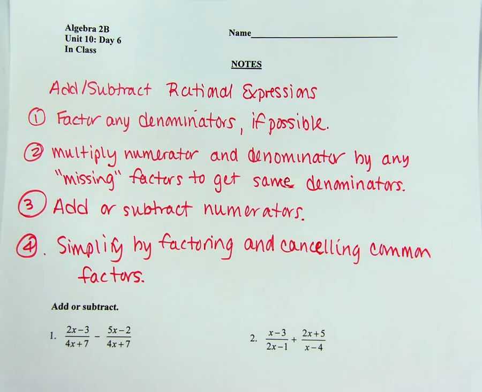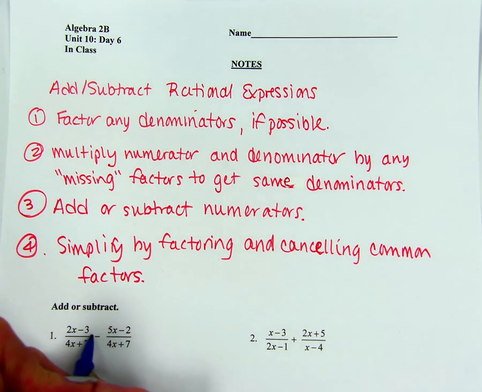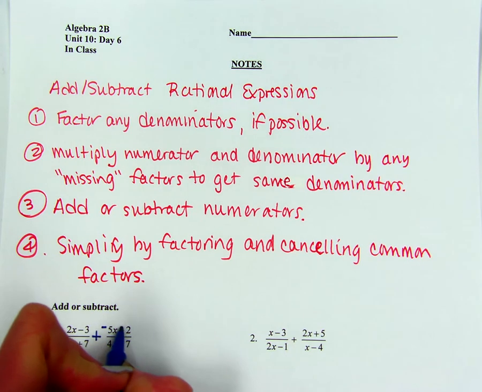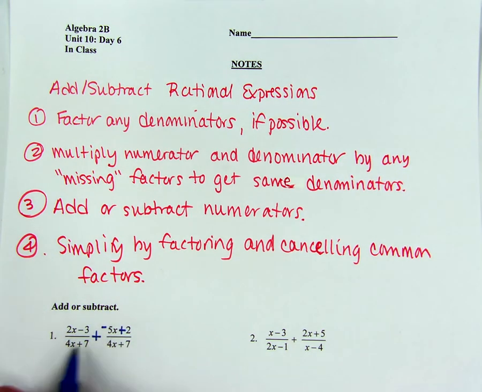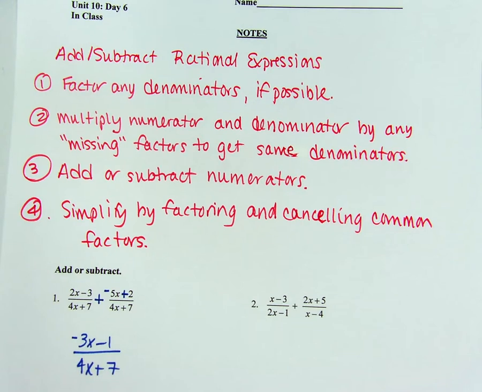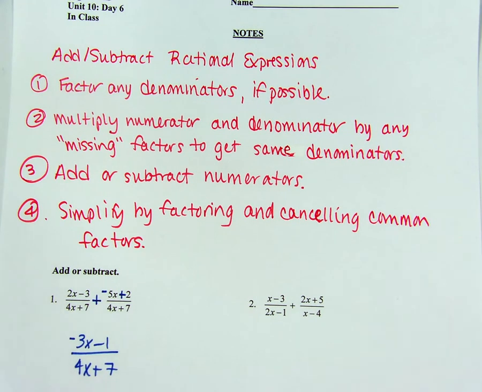So problem number 1, if you notice, the denominators are already the same. So the only thing I'm going to do is change this subtraction to an addition, and then I'm going to distribute the negative. So now I'm going to add together my like terms, and negative 2x minus 5x is negative 3x. Negative 3 plus 2 is negative 1. And then my denominator is 4x plus 7. So I'm just going to check to see if I can factor anything, and since there's no GCF in the numerator, no GCF in the denominator, then I'm all done.